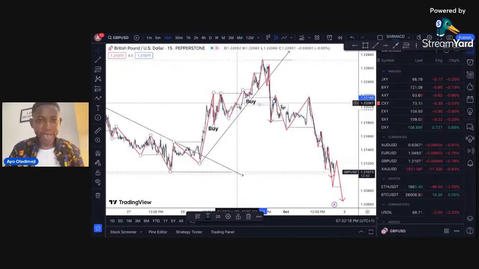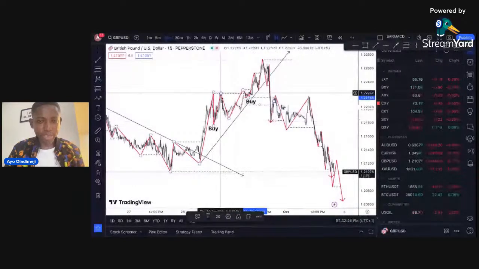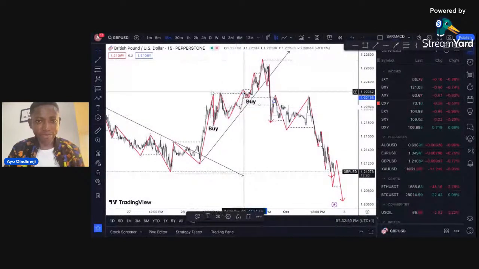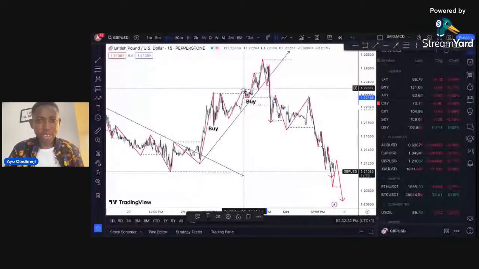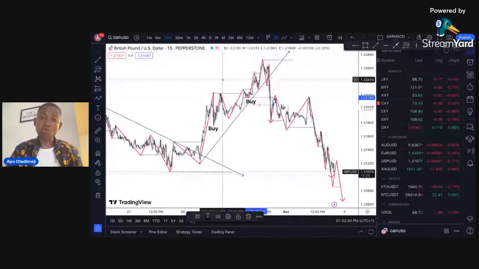We cannot buy here, and we cannot buy here, because this move did not break this high. This one did not break this high. Up to here, it is this eventual move that broke this high. So the moment we saw that break, the best place to buy is when it pulls back and is ready to start going up. That's when we buy.